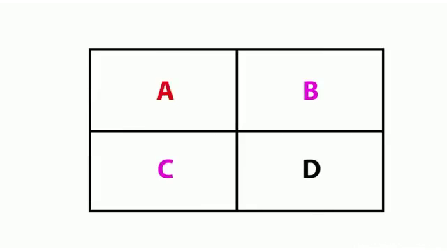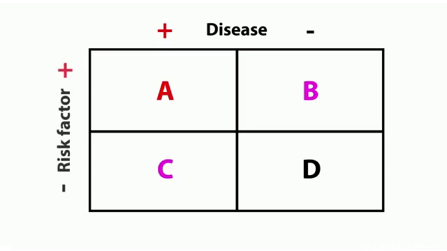Now, let's build another 2x2 table, just like we did for sensitivity and specificity. This is labeled slightly differently. We still have disease written on the x-axis, but for the y-axis, instead of looking at a test result, we're looking at some exposure, some risk factor. This table will help you determine the relationship between the risk factor and the disease outcome.